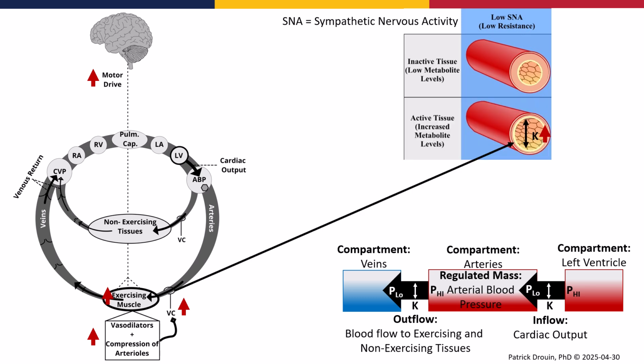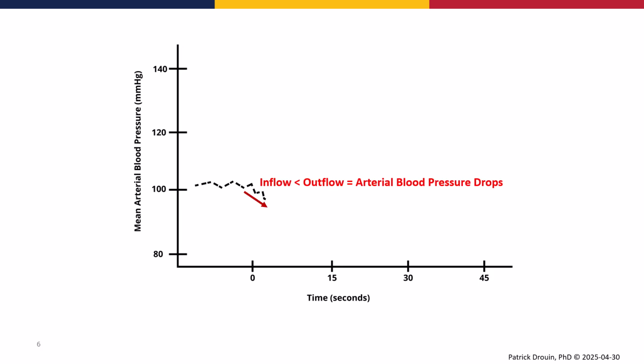This is depicted here by an increase in arterial dilation, leading to an increase in the conductance for outflow from arterial blood pressure. Therefore, outflow increases, leading to an immediate drop in arterial blood pressure. Because outflow exceeds inflow, there is a drop in mean arterial blood pressure. Exercise therefore reflects a challenge to arterial blood pressure.